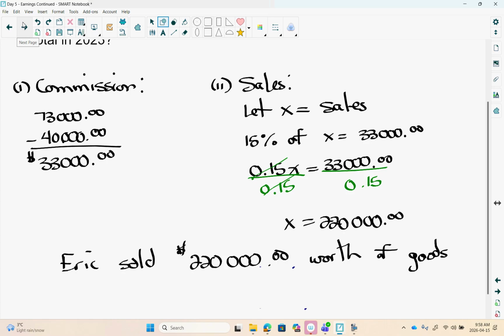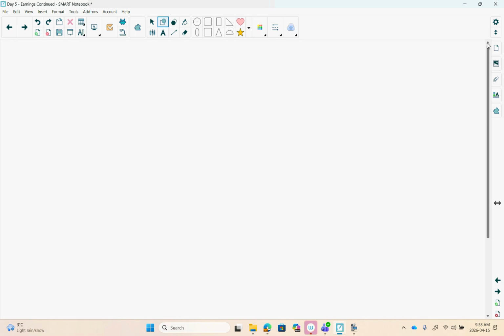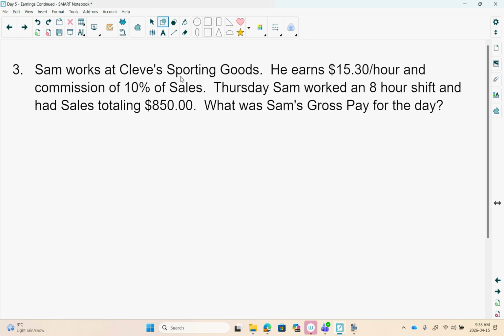Question number 3, we're talking about your pal Sam who works at Cleve's Sporting Goods. All right, Cleve's would be similar to Sport Check. He earns $15.30 an hour and commission of 10% of sales. So it's another question involving commission. So he's getting an hourly rate plus commission. It's additional earnings. Thursday, Sam worked an 8-hour shift and had sales totaling $850. What was Sam's gross pay for the day?